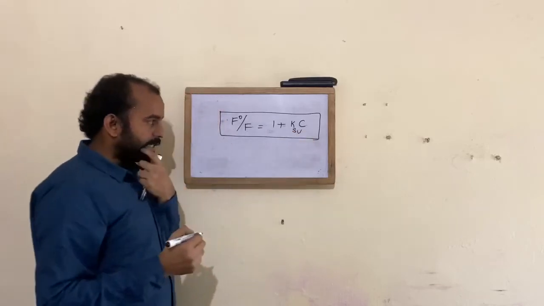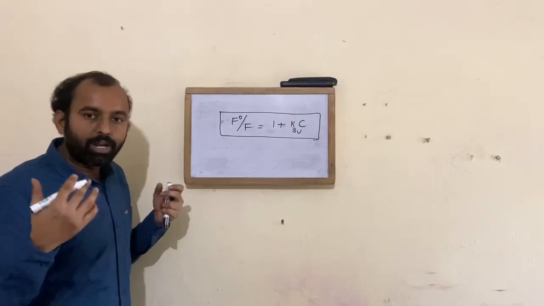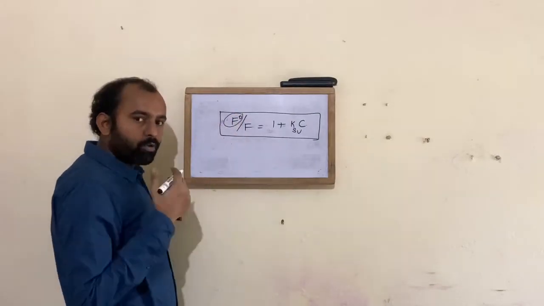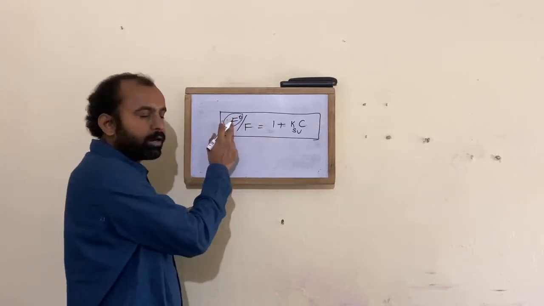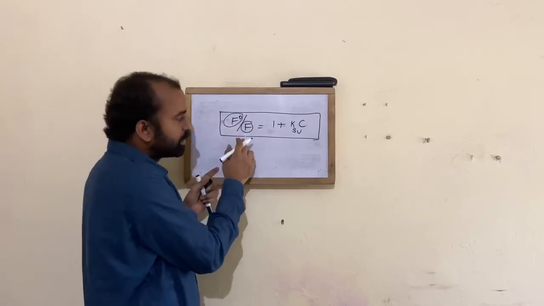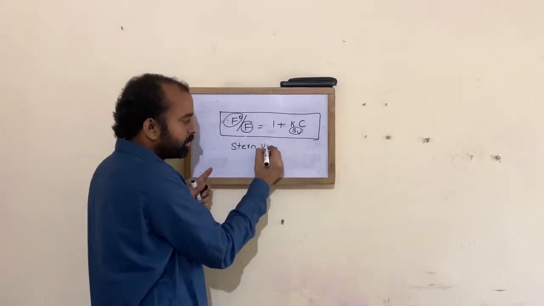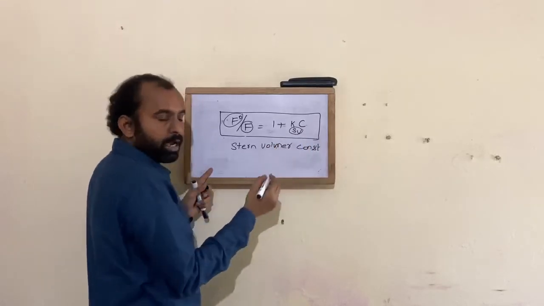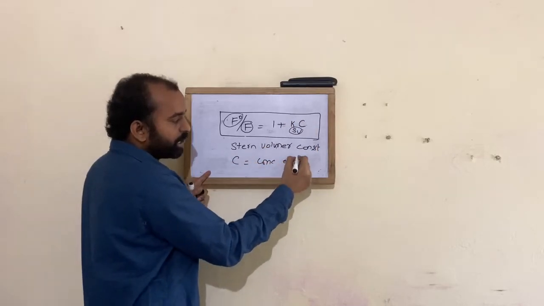So 1 plus K_SV into C. This is the fundamental equation to explain the phenomenon of fluorescence quenching. Now the molecule which is F0, that is fluorescent, when an external molecule is added to this one, there is a loss of fluorescence. The loss of fluorescence is explained by the Stern-Volmer constant, that is the Stern-Volmer constant of your fluorescence intensity, and C is your concentration of quenching agent added.